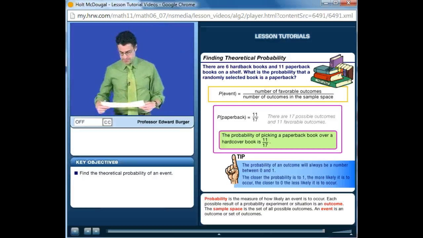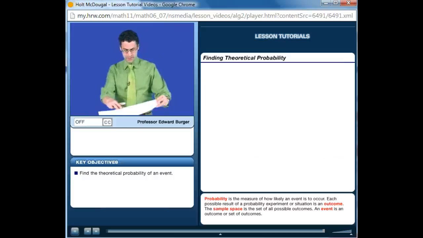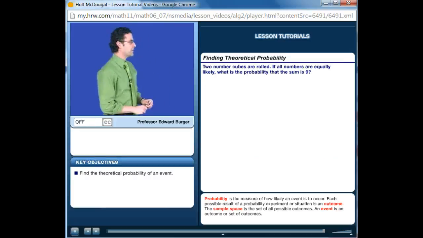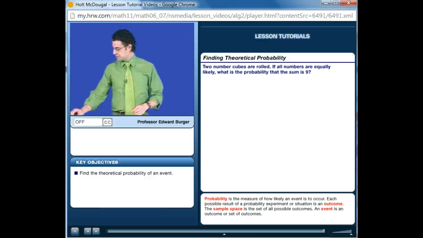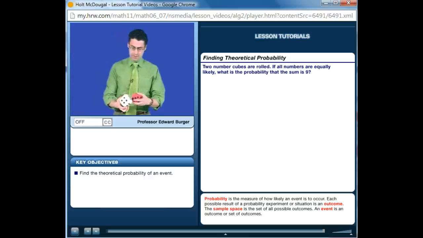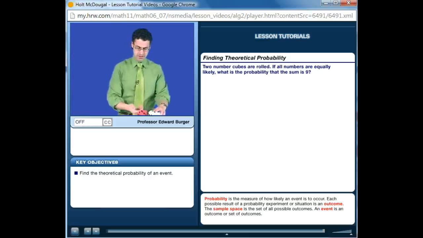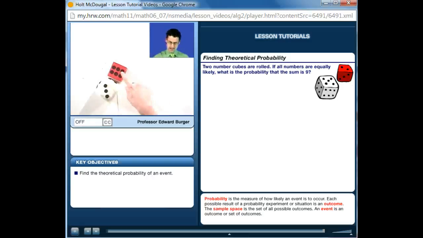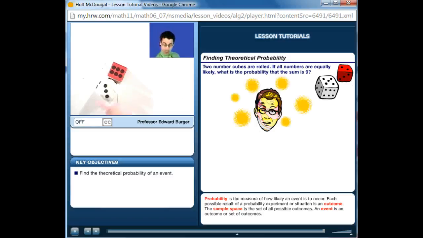All right, let's take a look at another example together and see if we can put this formula to good use. In the next example, we're told that we have 2 number cubes that are rolled. I actually want them to look different so we can distinguish them from each other. And I'm going to roll them. Here I go. I'm going to roll it live. Let's see what we get. I see a 6 and a 3, and that produces a 9. In fact, this is very interesting, because take a look at the question. If all the numbers are equally likely, what is the probability that the sum is 9?